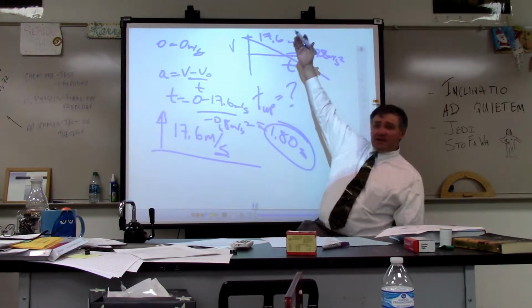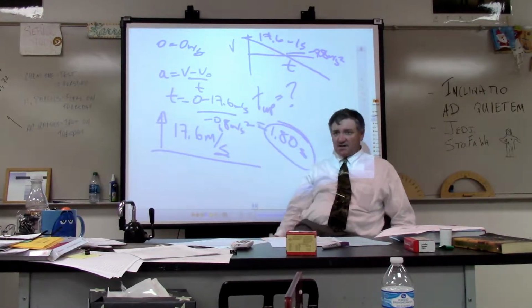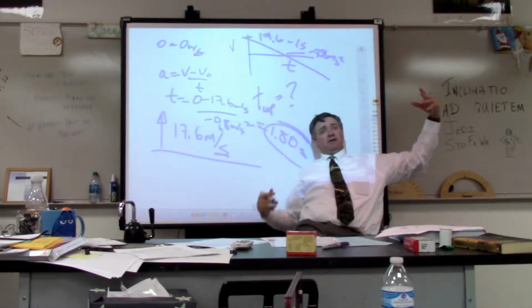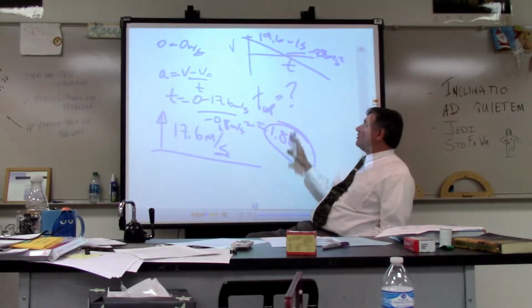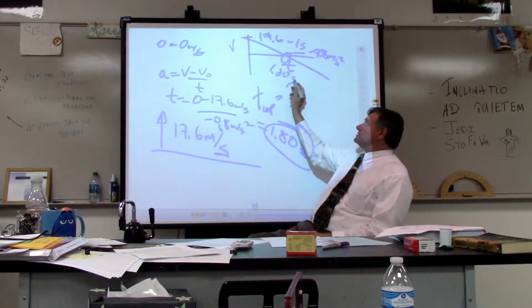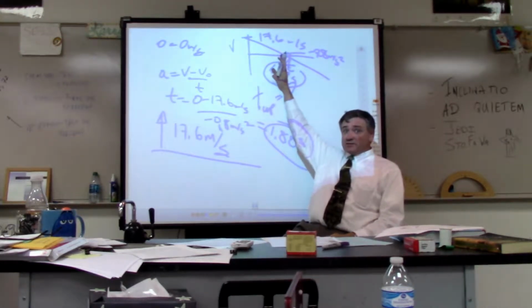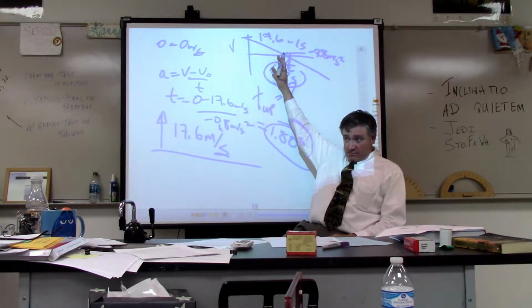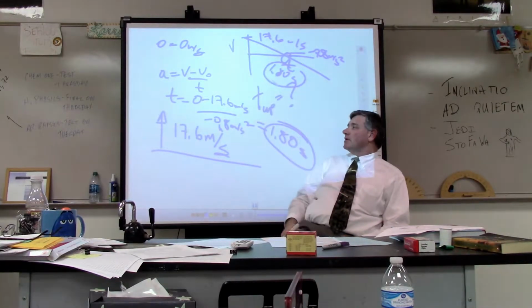So if it takes 1.80 seconds to go up, it's going to take more than 1 second. And how long is it going to take to come back down? Same amount of time, right? So at this point, I'm at 1.80 seconds. My vertical velocity is 0. I'm at the top of the flight, right?